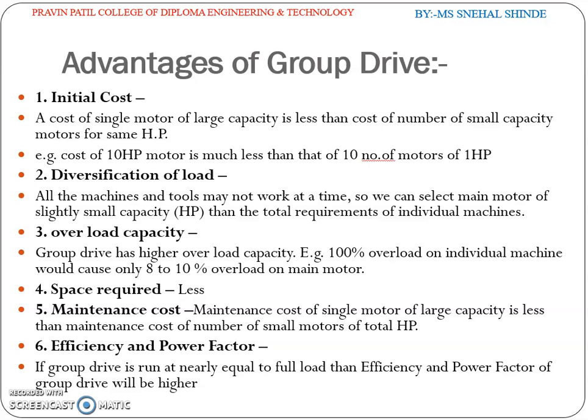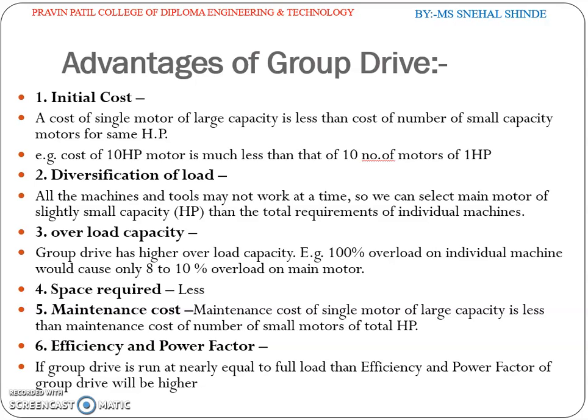Initial cost. The cost of a single motor of a large capacity is less than the cost of a number of small capacity motors for the same HP. Example, the cost of a 10 HP motor is much less than that of 10 motors of 1 HP. Diversification of load. All the machines and tools may not work at a time, so we can select a main motor of slightly smaller HP capacity than the total requirement of the individual machines.